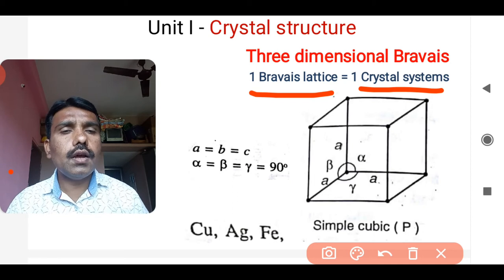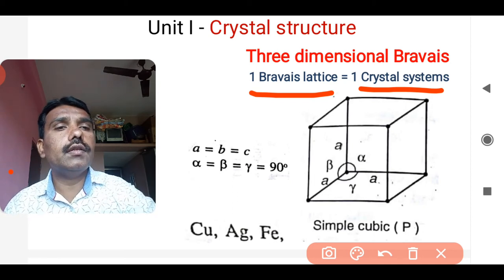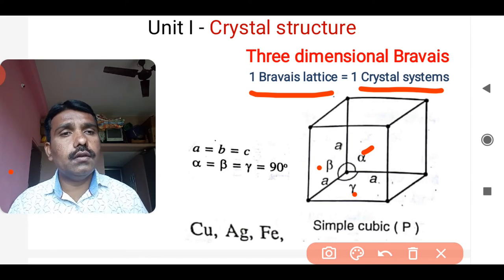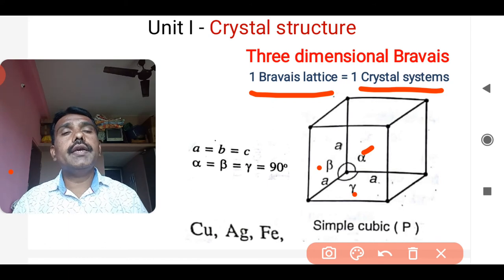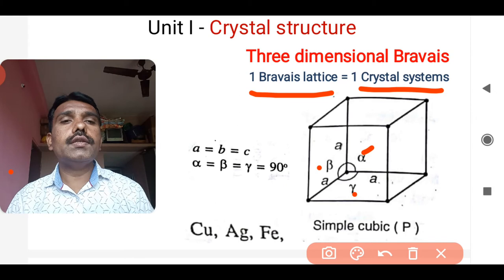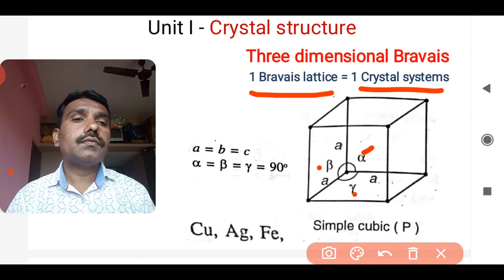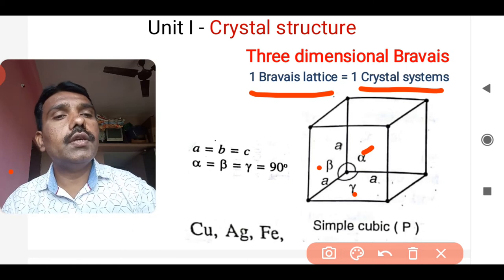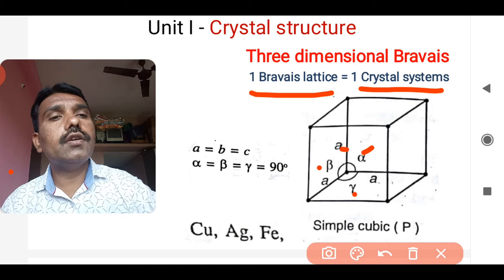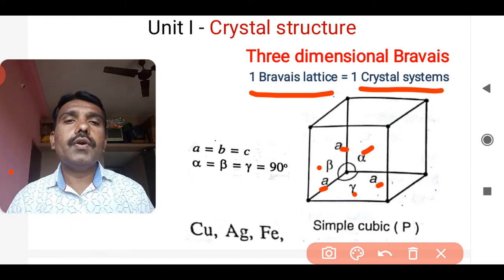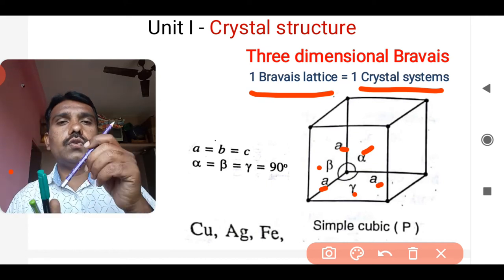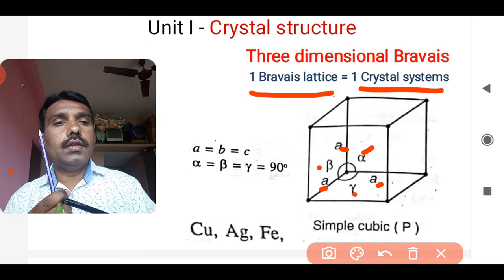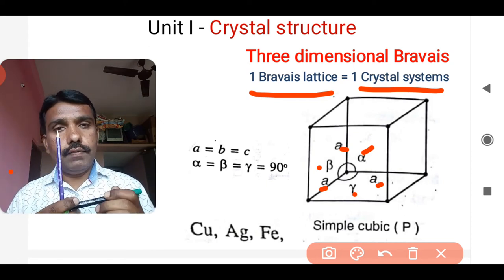Now in this case, alpha, beta and gamma are the three angles. Before that, a, b, c are the vectors; alpha is the angle between b and c, beta is the angle between c and a, and gamma is the angle between a and b. Everywhere it is written as a because all three vectors, this one a, this one b, and this one c, are of the same length.